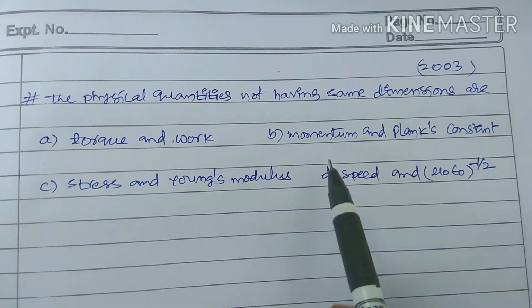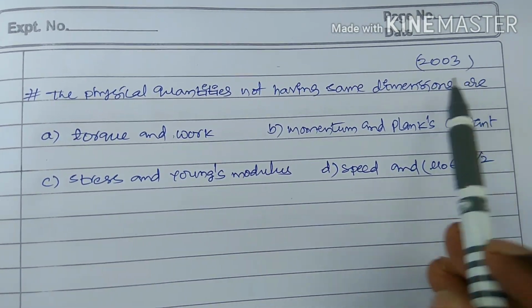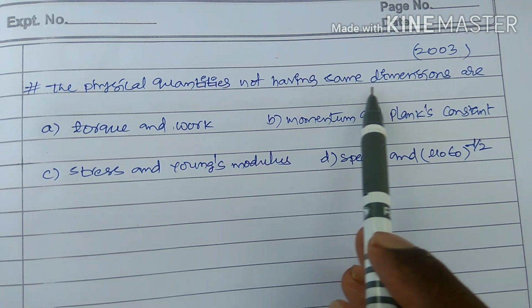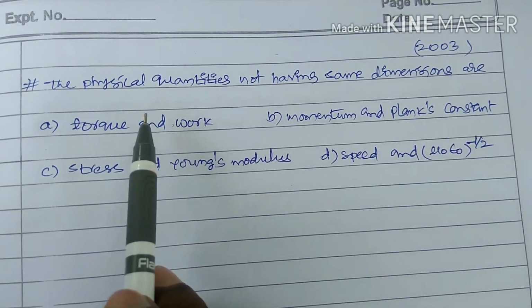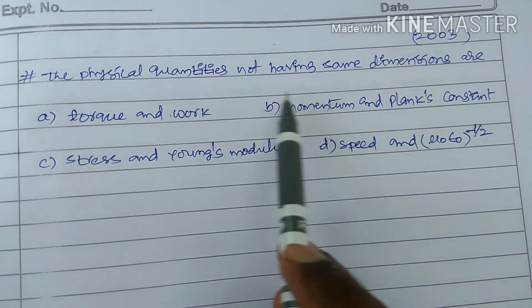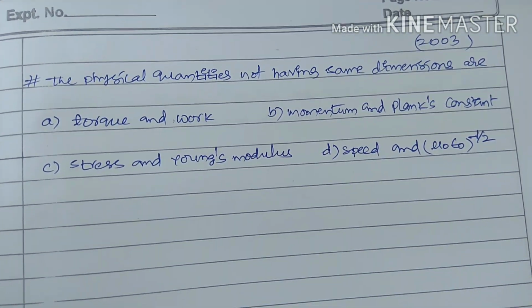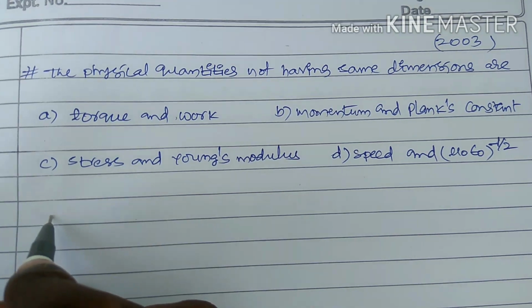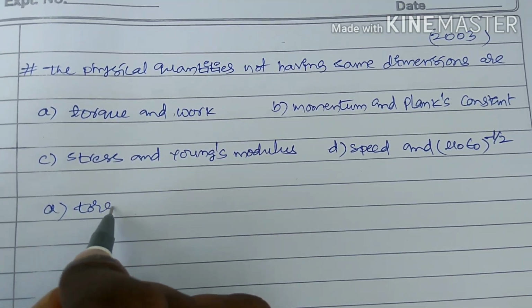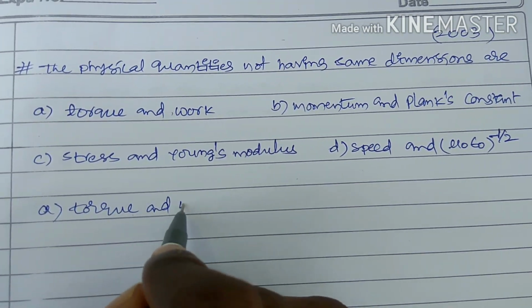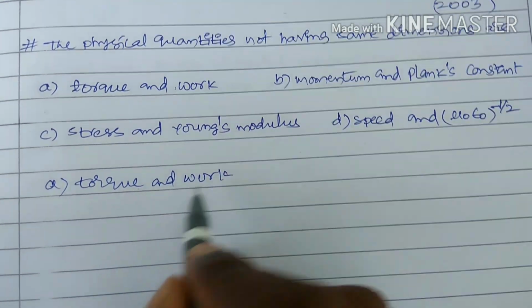Coming to the next question, which was asked in the same year, 2003: the physical quantities not having the same dimensions are. So here we have to find which option has physical quantities with different dimensions. Coming to option A, torque and work, which we covered in our first question.